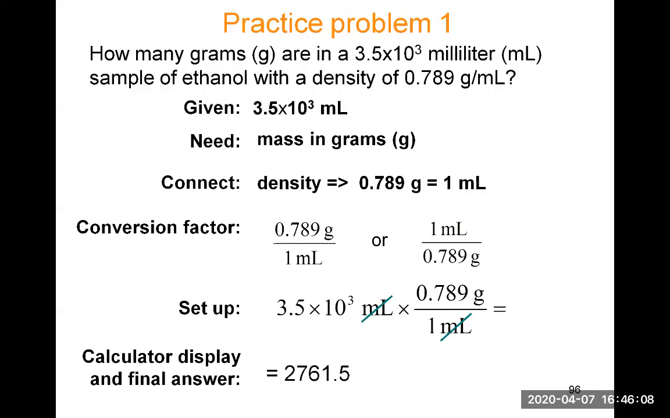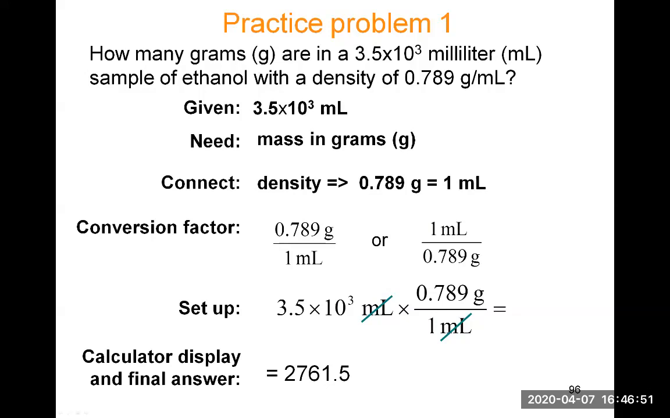The calculator answer is 2761.5. So now we need to decide how many sig figs we need to keep. The given amount here, 3.5 times 10 to the third milliliters, has 2 sig figs. And for the density, the 1 milliliter is exact, and the 0.789 grams are measured. In 0.789, we have 3 sig figs. So what limits the number of sig figs is the given amount with 2 sig figs. So we need to keep 2 sig figs.